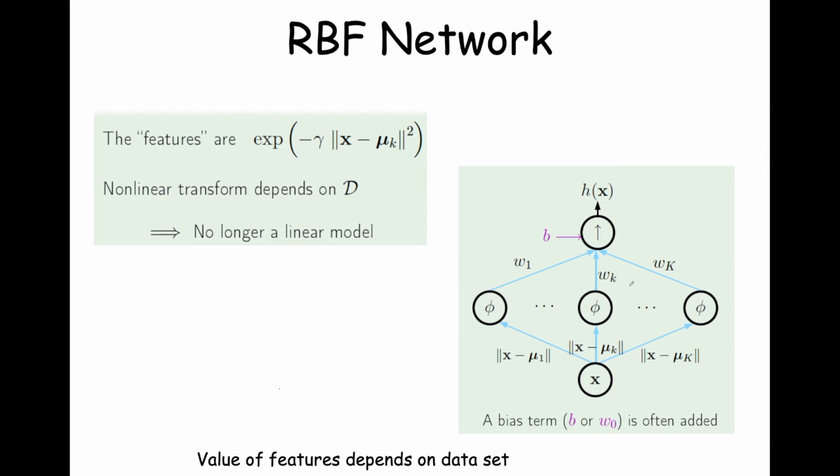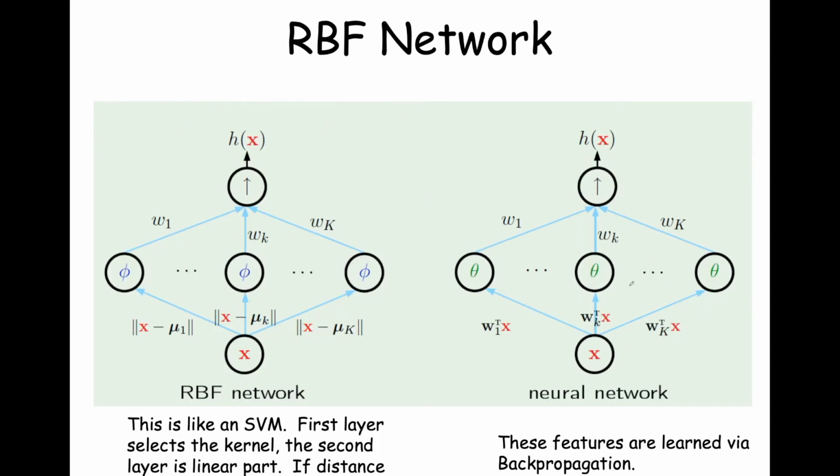Okay, so let's compare a neural network to a radial basis function network. And your radial basis function network is kind of like an SVM. The first layer you can think of as selecting the kernel, right? A kind of Gaussian kernel, this e to the minus of some function of x, the radial distance. So this first layer acts like the kernel, and the second layer takes that kernel now in this feature space, if you will, and it combines them in a linear model in feature space.